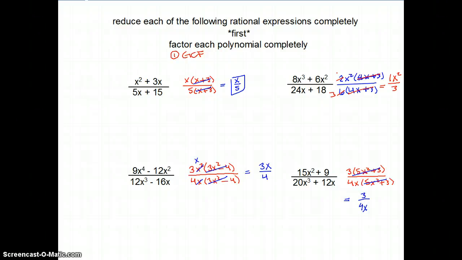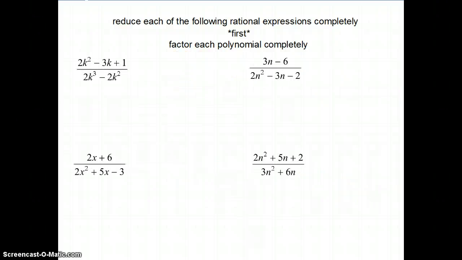Go ahead and quickly check your answers by pausing the video, and then we'll go ahead and move on. In this next slide, we're going to again factor completely so we may reduce completely. However, now we're going to deal with trinomials. So we're going to have to use our diamond method to factor.